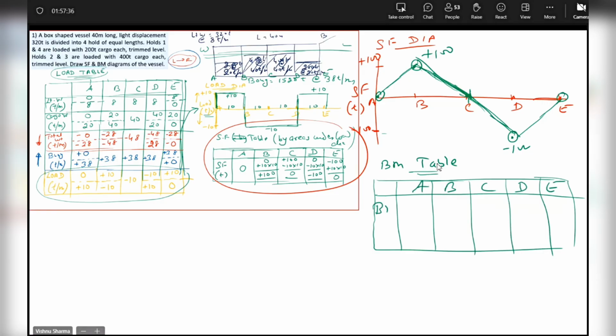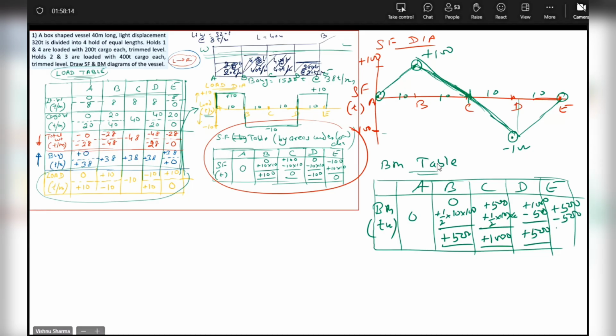This part you know, I don't have to explain anything here. Ton meter. A, 0. Carry forward 0. Up to B is plus half into each section, 10 meters here. Half into 10 into 100, that is plus 500. Plus 500, another half into 10 into 100, plus 1000. Plus 1000 minus 500, this half triangle will be plus 500. Plus 500 minus 500, 0.